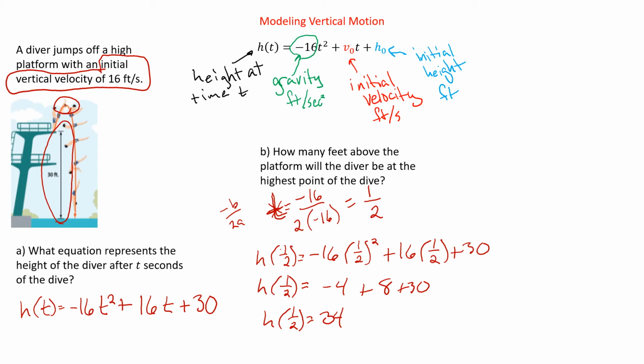That's not what the question is asking, though. How many feet above the platform will the diver be? Well, the platform is 30 feet tall. He gets up to 34 feet. That means he'll be 4 feet above the platform, which means he ended up jumping 4 feet, which is impressive, I think.